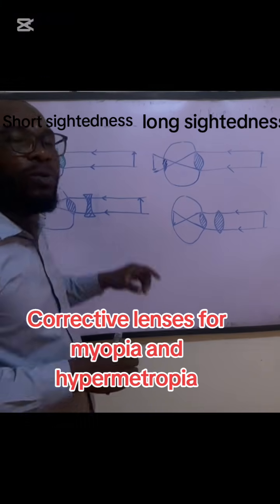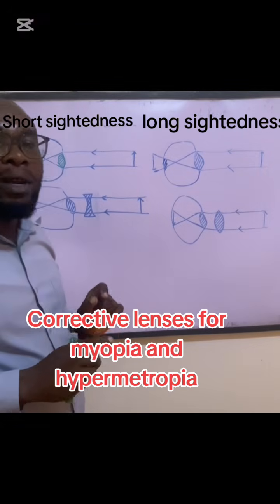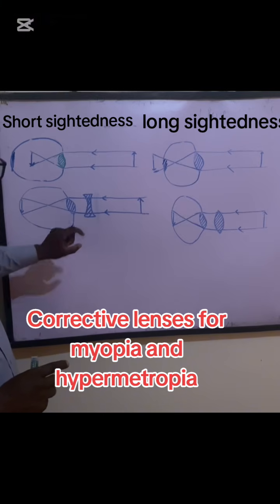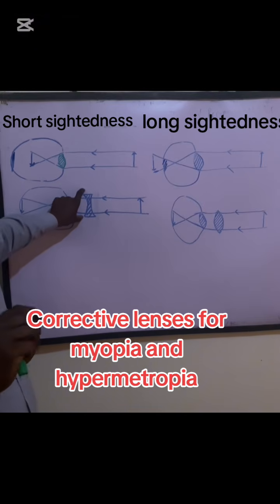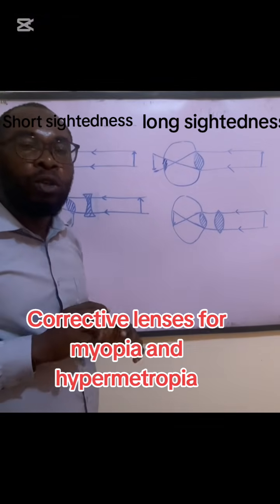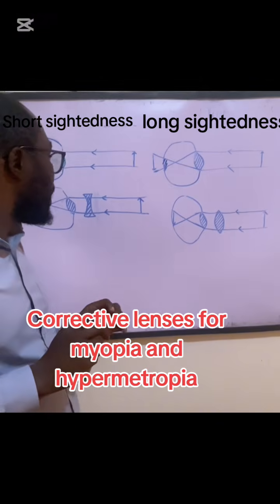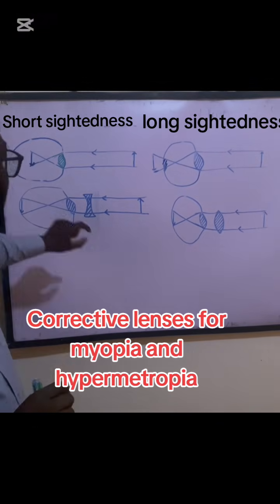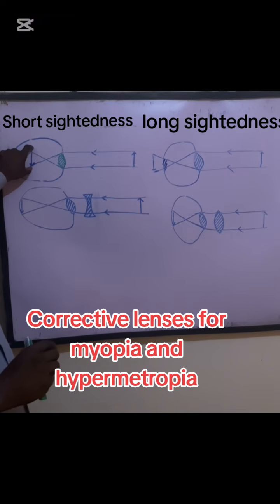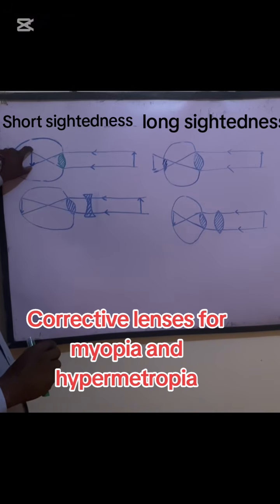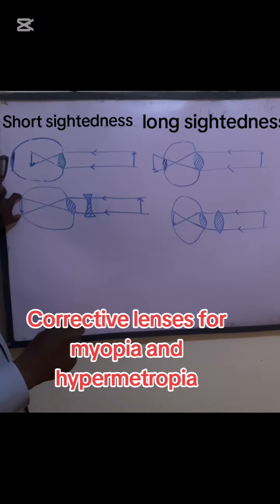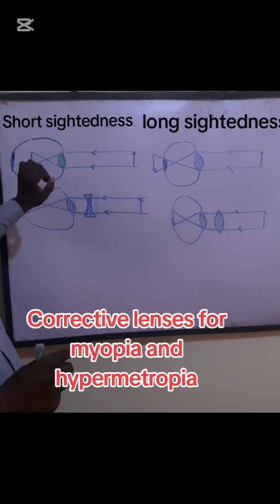So how do we correct that? It can only be corrected by using a concave lens, or a diverging lens. What that lens does is bring the image that was formed before the retina to focus, so that the image will not be formed before the retina but on the retina. This condition is called short-sightedness.